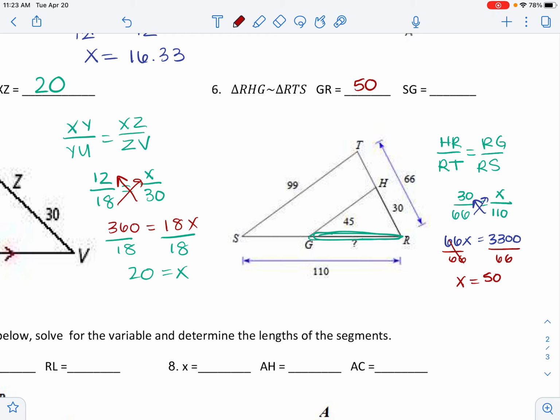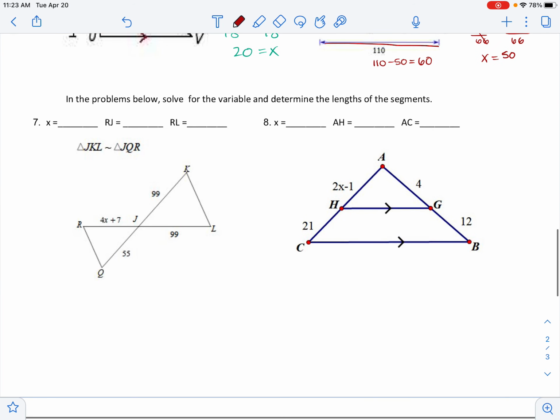Now, how can we use GR being 50 to find SG? Well, we know that if this piece is 50, and the whole distance is 110, I can find the missing piece by subtracting. So I'm just going to do 110 minus 50, and I get 60. So SG must be 60.